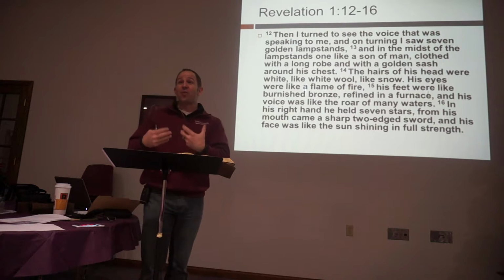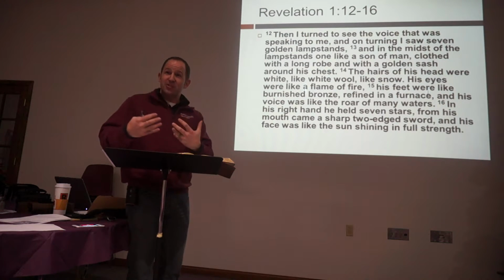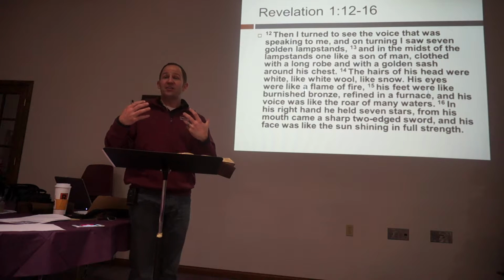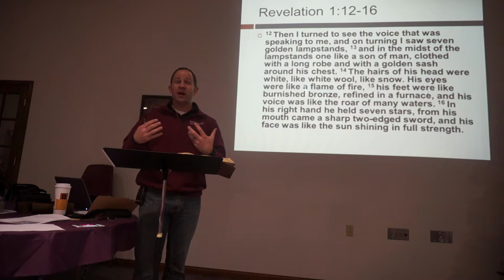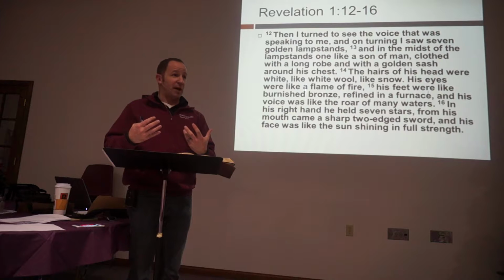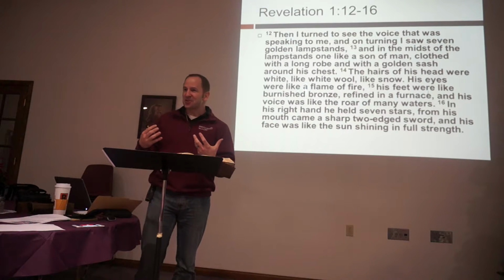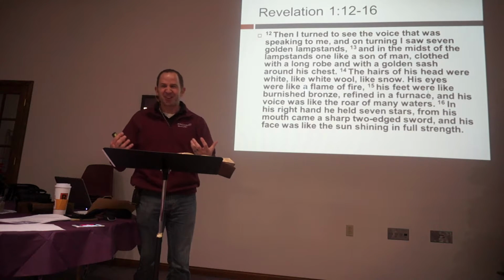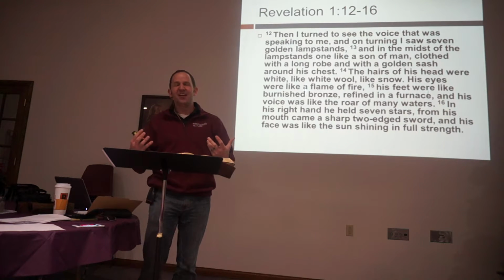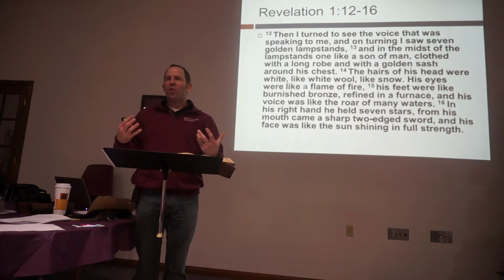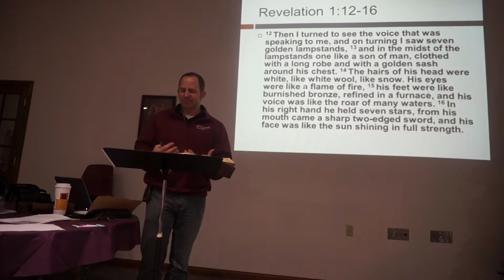But when I read the word to you, when I describe it to you, you're free to let your imagination run wild. And no doubt you're all picturing this in your mind right now. What does this look like? What is going on with John? He turns around and what is he seeing? 7 stars, a golden sash, a robe, a white beard like snow.